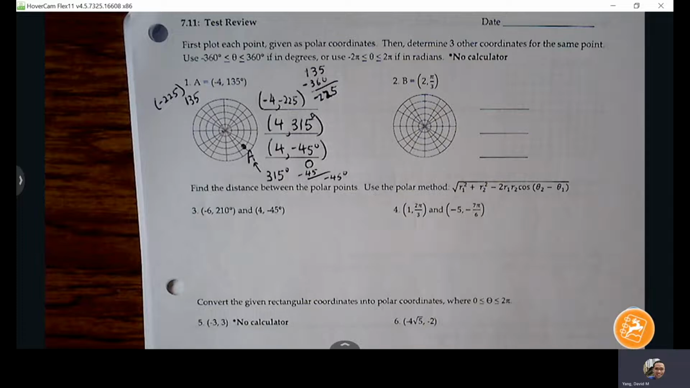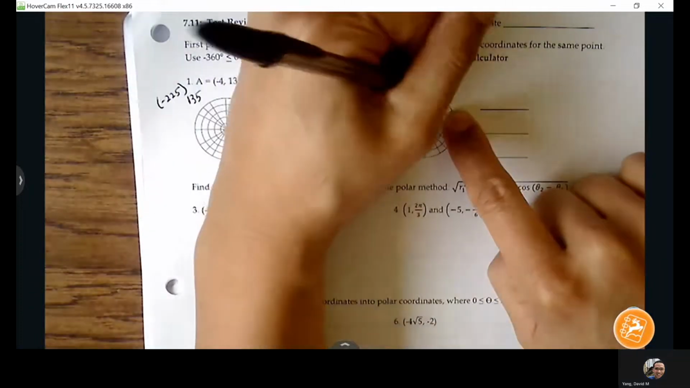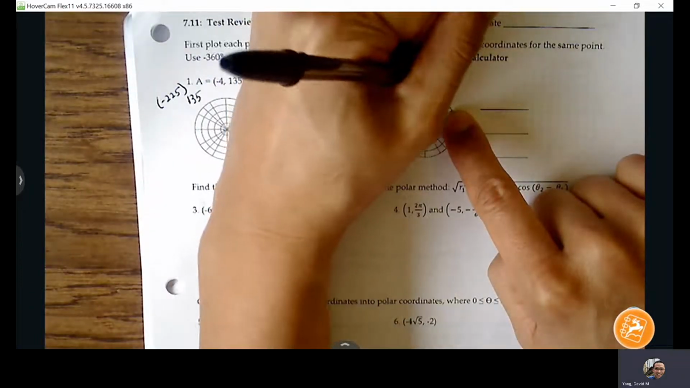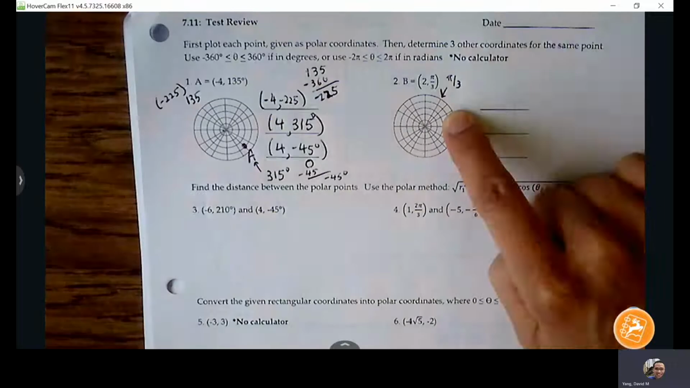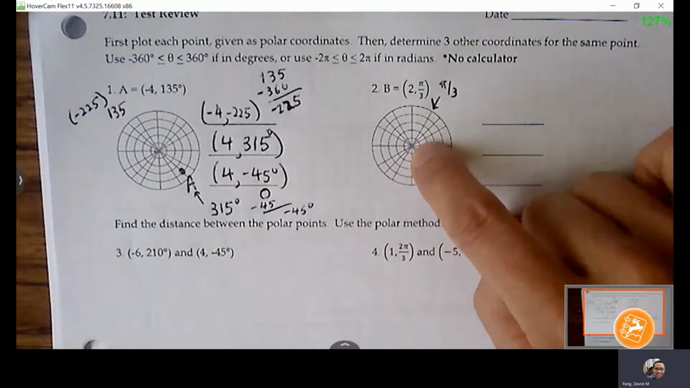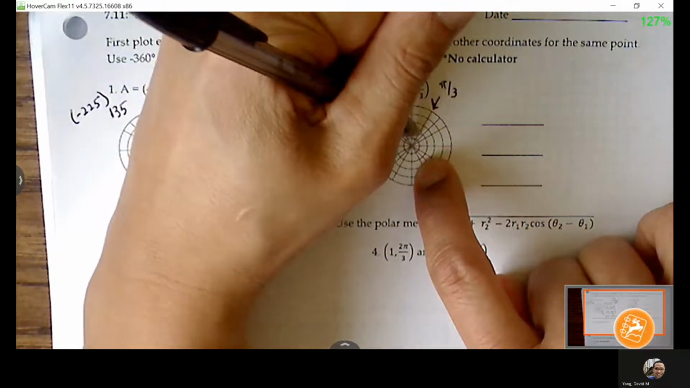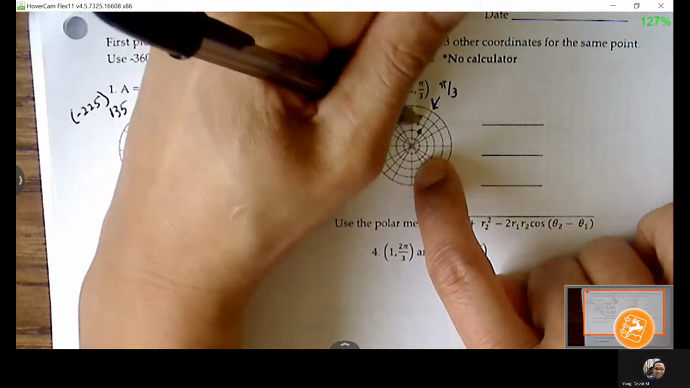Okay, let's try number 2 as well. Number 2, in terms of radians, so pi over 3, that's in the first quadrant. That's a variation of 60 degrees. Okay, I want to walk 2 units towards pi over 3. So there's point B.